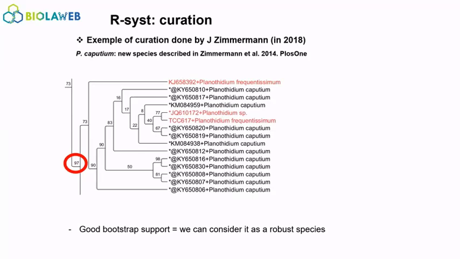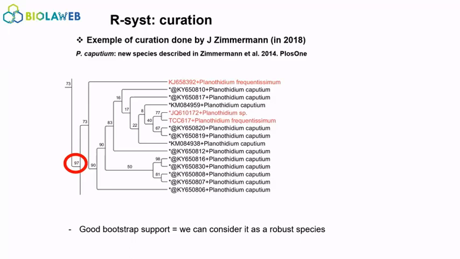Sequences which are near in the tree are similar, the distances between the sequences are small. Each line here is a sequence, and we replaced the sequence by the name of the species, and here it's the code of the sequence. You can see in this nice tree there is a good bootstrap, but we have different names. We have a majority of Planotidium capucium. We have some Planotidium frequentissimum in the neighborhood, and Planotidium sp.